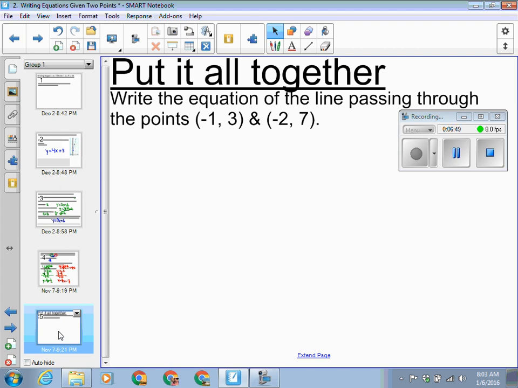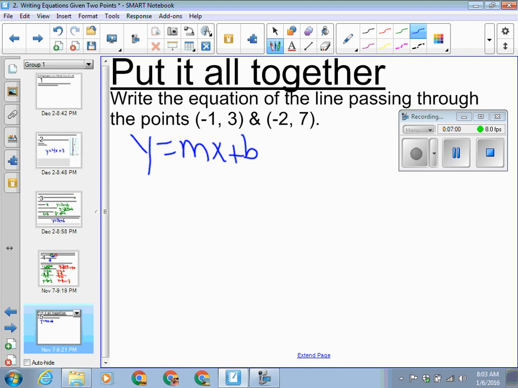So if we're all together now, you can go ahead and try this one on your own, pause the video, and find the equation of this line. And I'm going to go right through it. So I have to start off with that basic equation just so it's in front of me. Let's find the slope. From 3 to 7, it changes 4. And then from -1 to -2, it changes -1. 4 over -1 gives me a slope of -4.